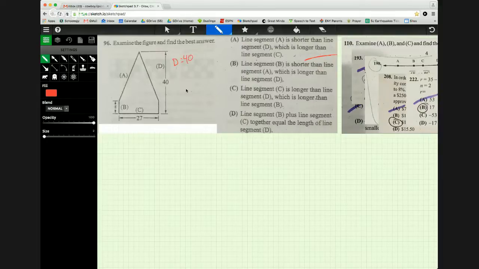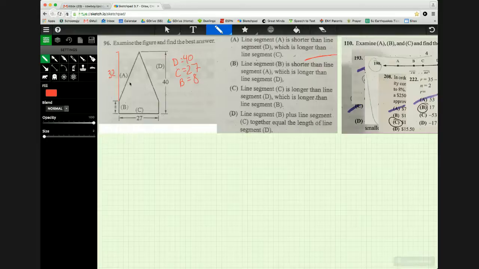Let's just write these things on the side. Well, we know that C is equal to 27. B is equal to 8. So let's look at this. A, from here to here. Well, if it's 40 all the way from the top to the bottom, then this must be 32.